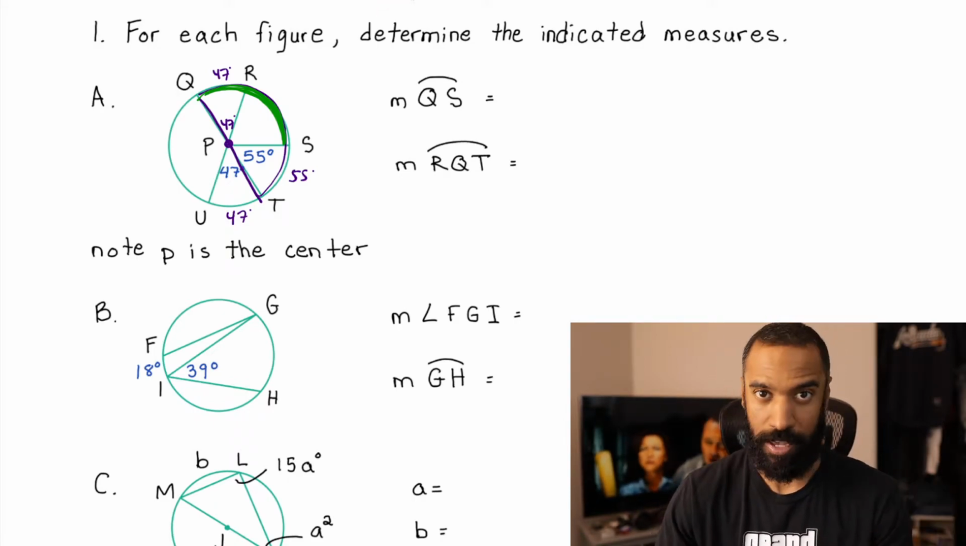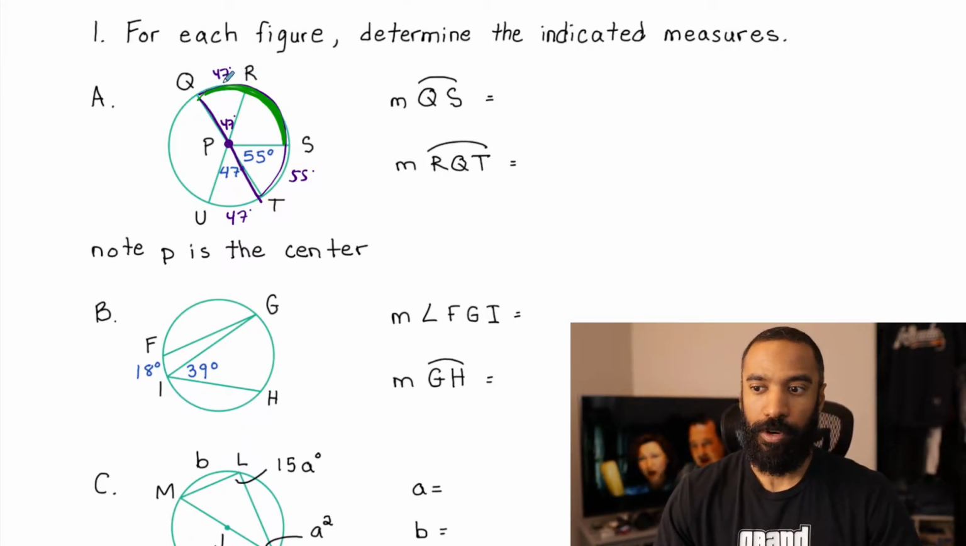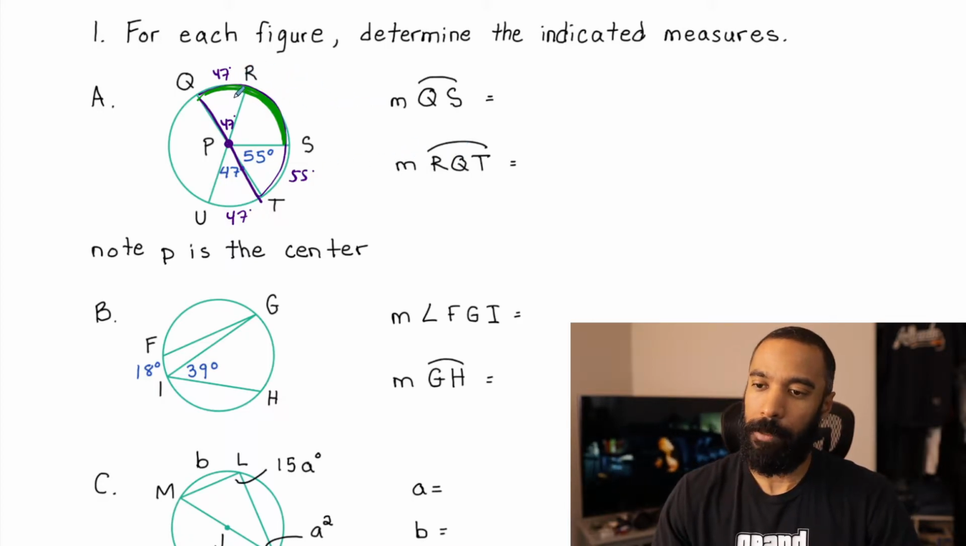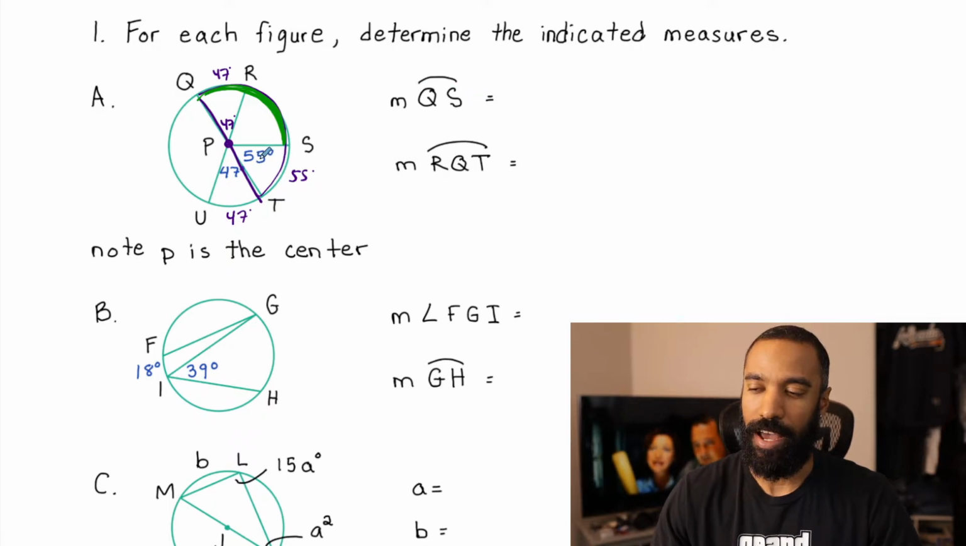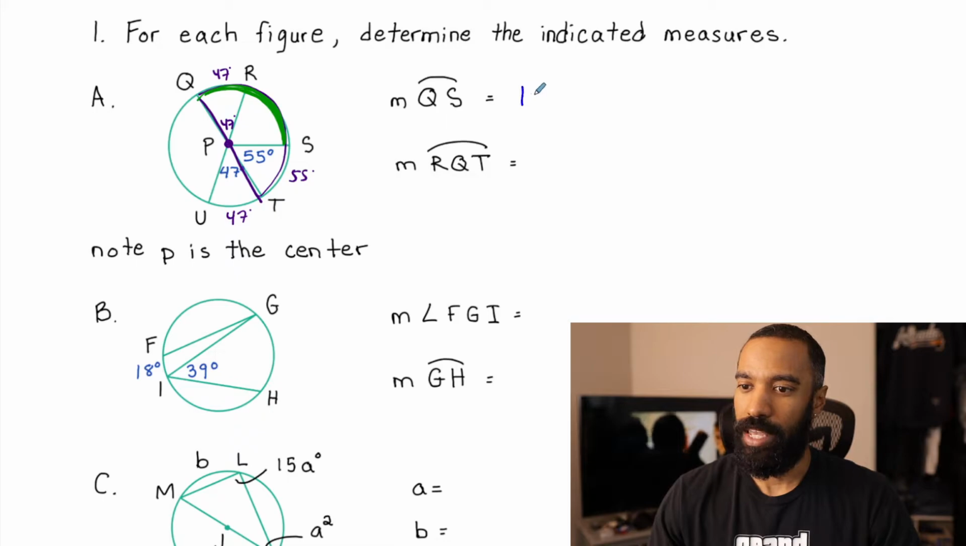And don't worry, I'll go faster later. I just want to kind of point out the different things we have. Is the 47 needed? I don't know. Maybe we use it later. But right here, we just need to know that 55, and it says measure of arc QS equals 180 minus measure of arc ST.